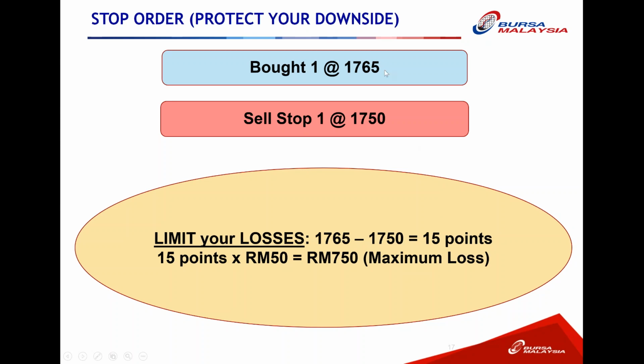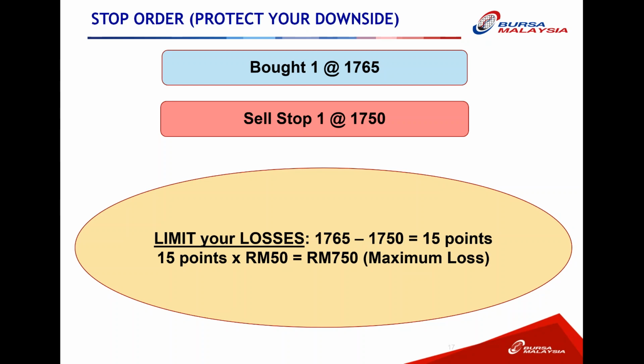I repeat, when you buy, you're expecting the price to go higher. Now, if the market goes against you, meaning the market starts to drop, you have your stop at the bottom to protect your downside risk. Now, you limit your losses to these 15 points. You take 15 points times $50. Remember, each point in Malaysia is equivalent to ringgit Malaysia 50. So you take 15 points times 50. Each contract you lose 750. That is your maximum loss. I repeat, that's your maximum loss.